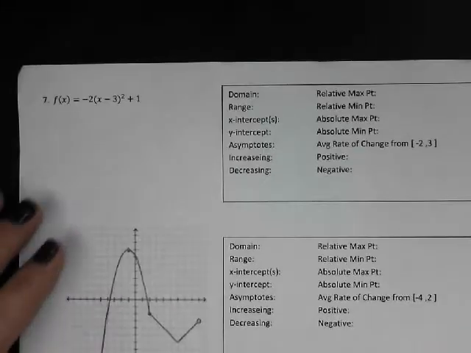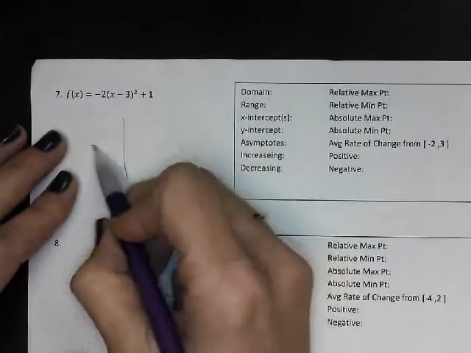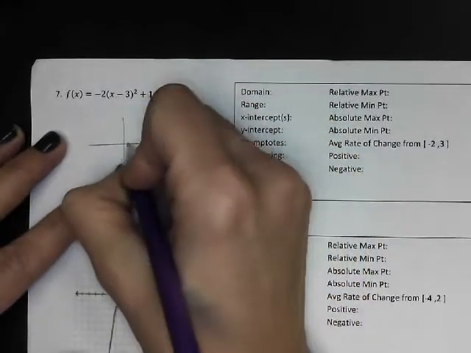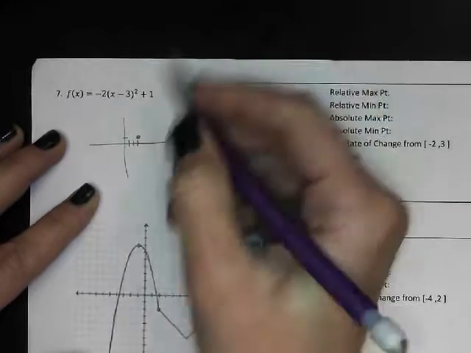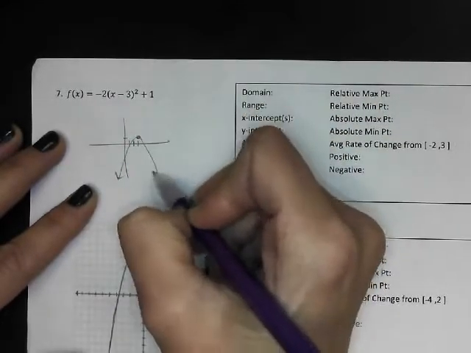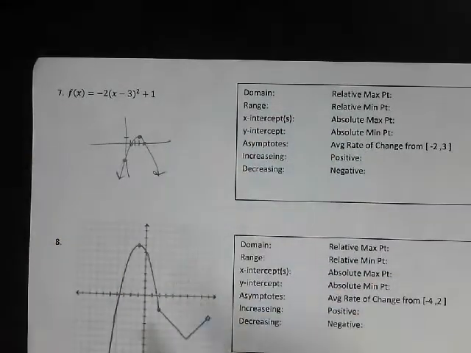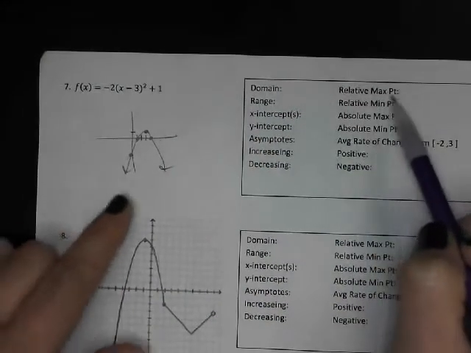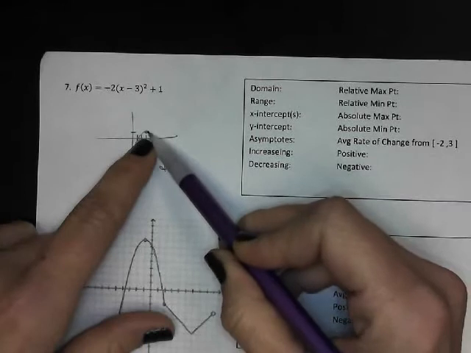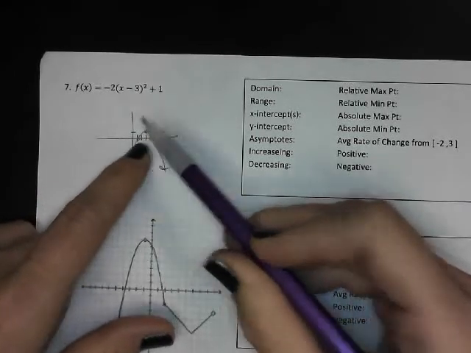Okay. This is just going to be a quadratic with a vertex at 3, 1, opening down. So you'll get from your calculator, you can get some x-intercepts, you can get some y-intercepts, and you will have a relative max here, will be the vertex. Your absolute max will also be the vertex.